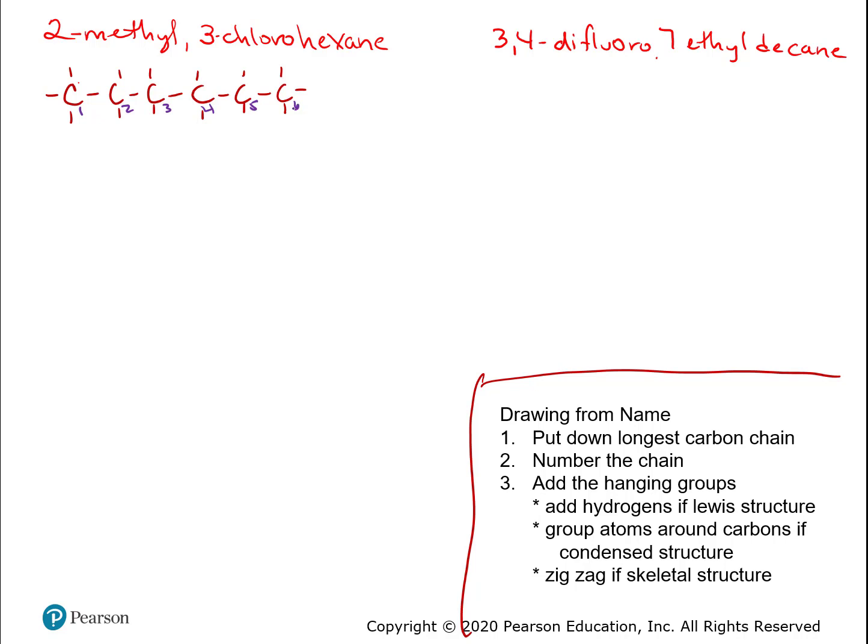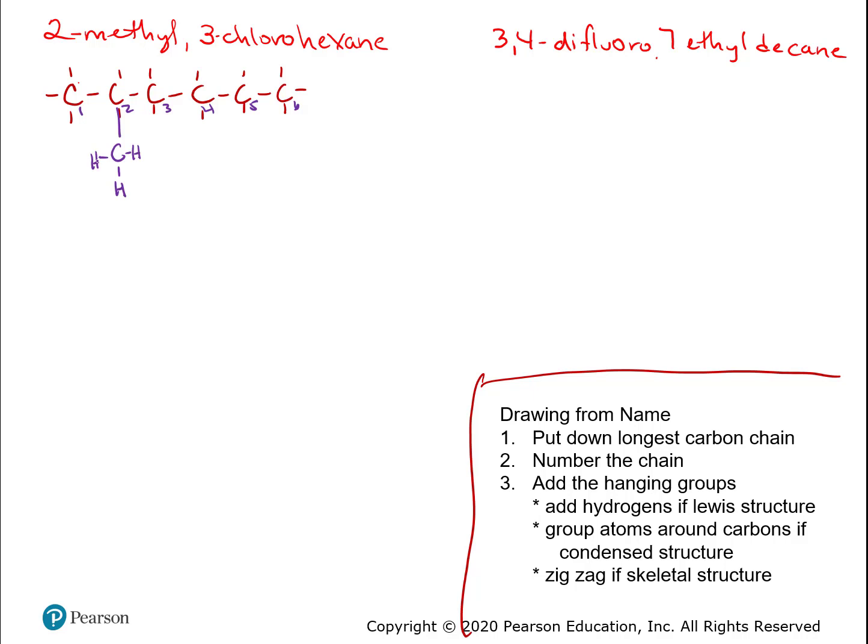Then the third thing, you just add the hanging groups based on the name. So 2-methyl tells you what? There's a carbon sticking off of carbon number 2. I just drop it down a little lower so it's easier to draw. But you see that's a CH3 hanging off of carbon 2. You could put it above. That would be fine too. Or you could put it below. Doesn't really matter. But that's 2-methyl.